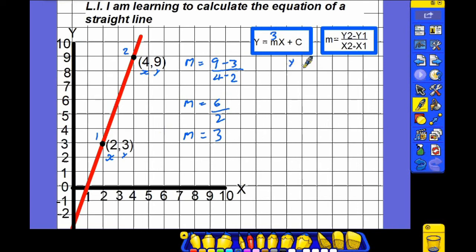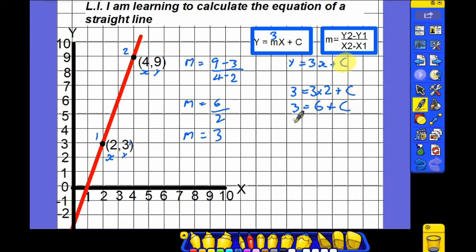The gradient of this straight line is 3. So using that, we can say y equals 3x plus c. We just need to work out c now. What is c in this case? Well, by plugging in an x and a y, we can work that out. So, let's take our x and y from down here, because they're easy numbers to work with. So, y is 3, equals 3 times, what's our x value? 2 plus c. In other words, 3 equals 6 plus c.